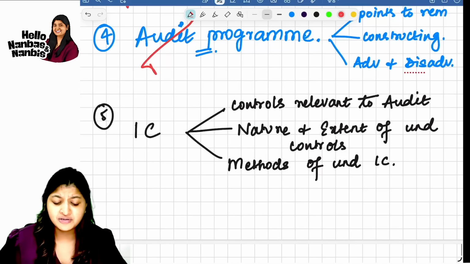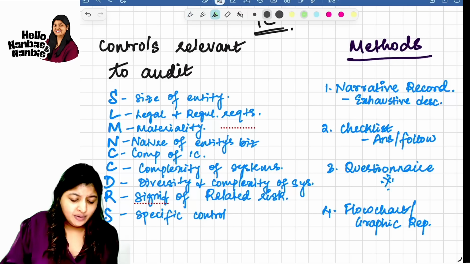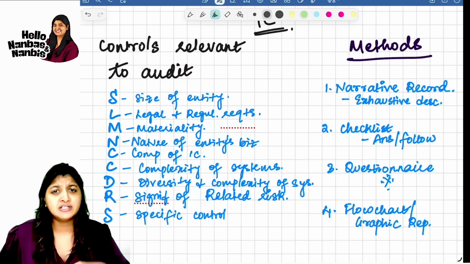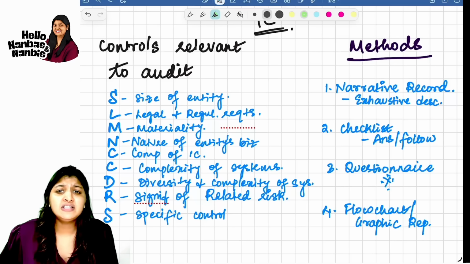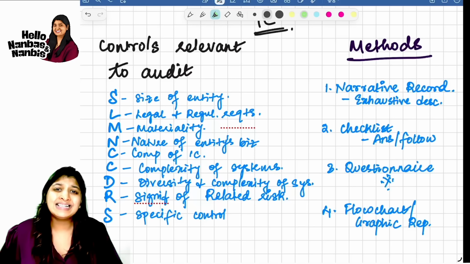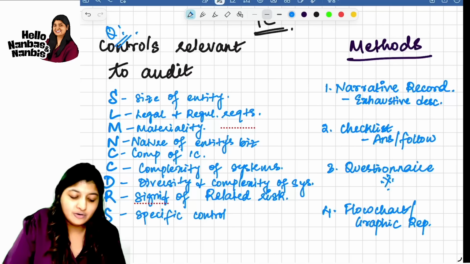Now comes the last question with respect to internal control. For controls which is relevant to the audit, we have SLM, NCC, DRS: size of the entity, legal and regulatory requirements, materiality. This is SLM. NCC is nature of entity's business, component of internal control, complexity of system. DRS is diversity and complexity, significance of related risk and specific control. This is SLM, NCC, DRS, for which the question is controls relevant to the audit.